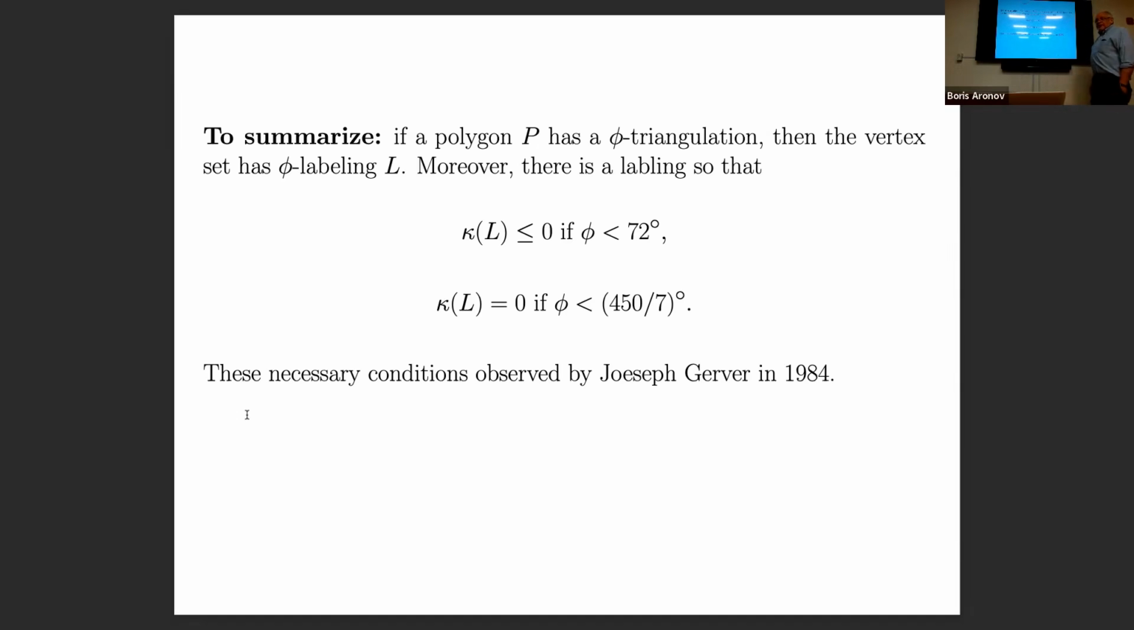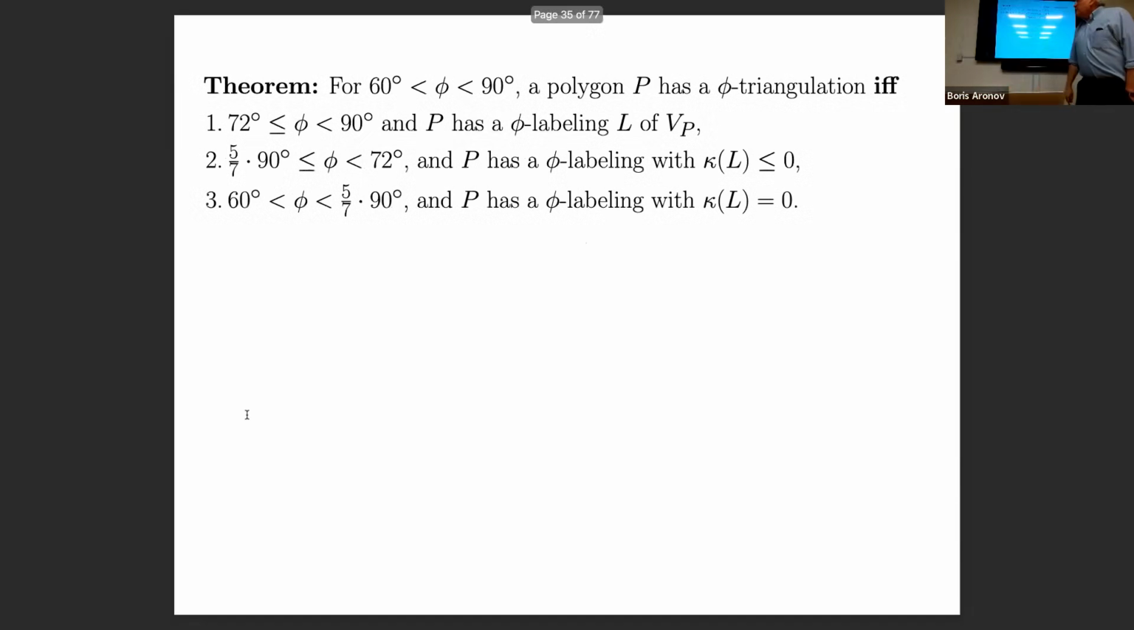And the question is, if there exists a labeling that satisfies that, is there a triangulation that goes with it? The answer is yes. That's the new thing. So the theorem says that for angles between 60 and 90, a polygon has a phi triangulation if and only if those conditions that came from Euler's formula hold. These were found by Joseph Gerver back in 1984.